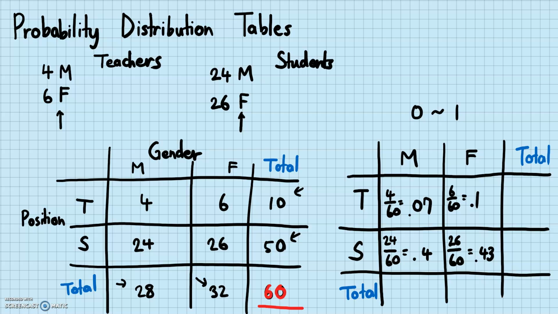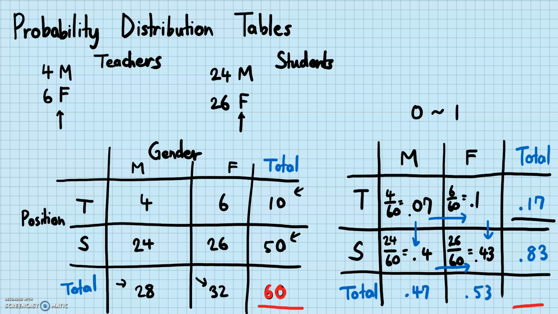Okay, and then let's find the total on this side. You just add up the probabilities this way. Okay, so 0.07 plus 0.1, that's going to be 0.17. If you add it up again this way, you're going to get 0.4 plus 0.43, you're going to get 0.83. And add down like this, it's going to be 0.47. Add down like that, it's going to be 0.53.